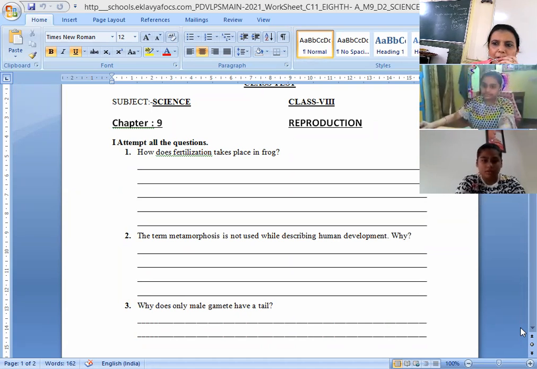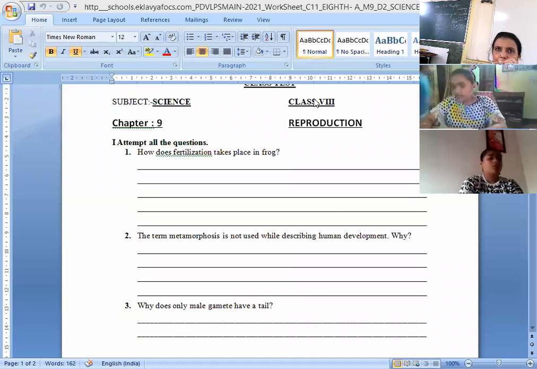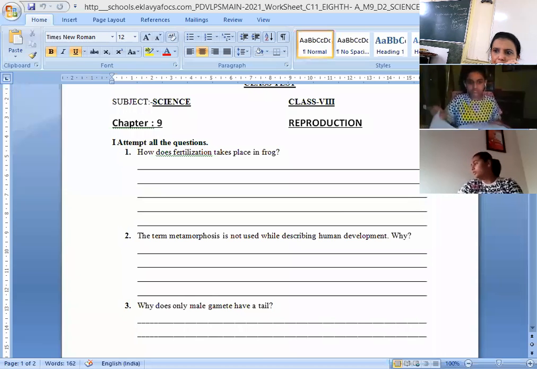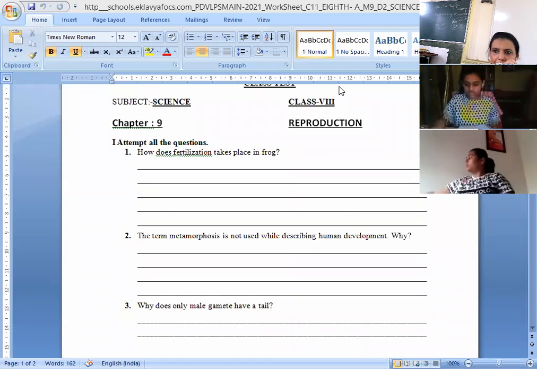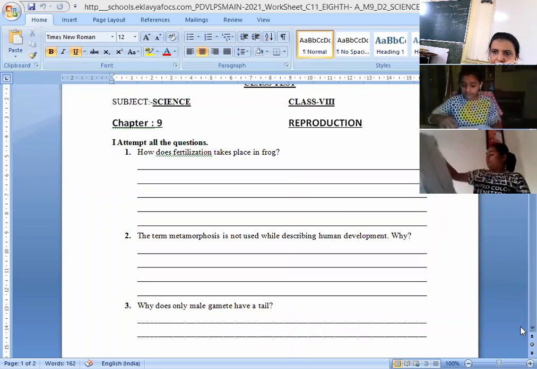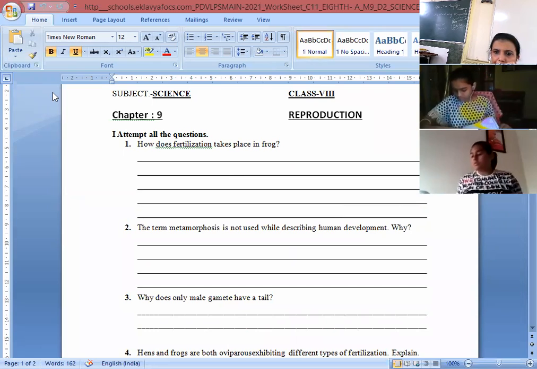Children, you all are aware that in this chapter we have read the types of reproduction, sexual and asexual reproduction, male and female reproductive organs, how the development of an embryo takes place, and how women give birth to the young one. So all that we have read in chapter number 9, reproduction. Let's recall and practice this chapter through this worksheet.